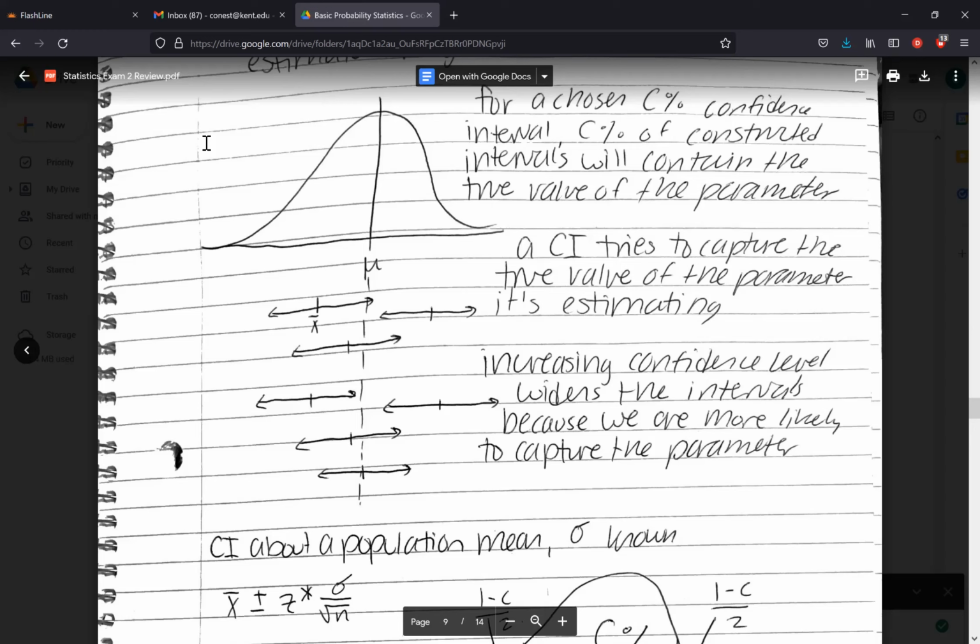And increasing the confidence level, for example, going from 95% to 99%, widens the intervals because we're more likely to capture the true value of whatever parameter we're looking for.